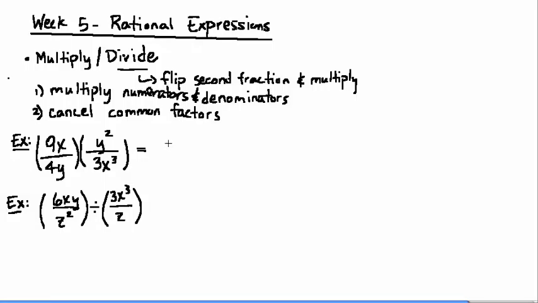We are going to multiply the numerators together, and I'm just going to write this as one numerator, 9xy squared, and the denominator would be 4 times 3 is 12, x cubed y. So now we're ready to cancel common factors, and this is equivalent to division that we learned in previous weeks. So we're looking for the greatest common factor between 9 and 12. Well, the GCF is 3, so we can divide 9 by 3, which is 3, and divide 12 by 3, which is 4.